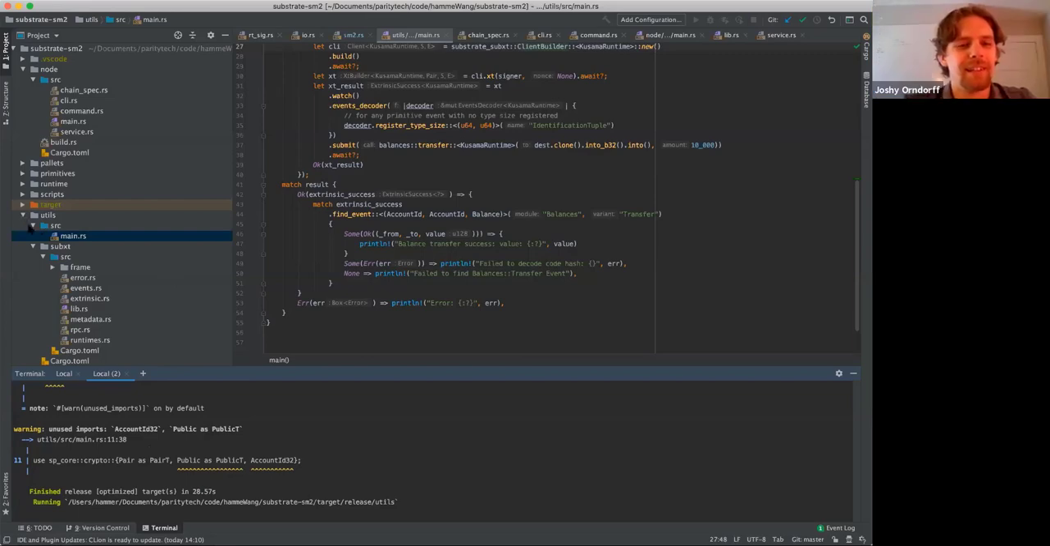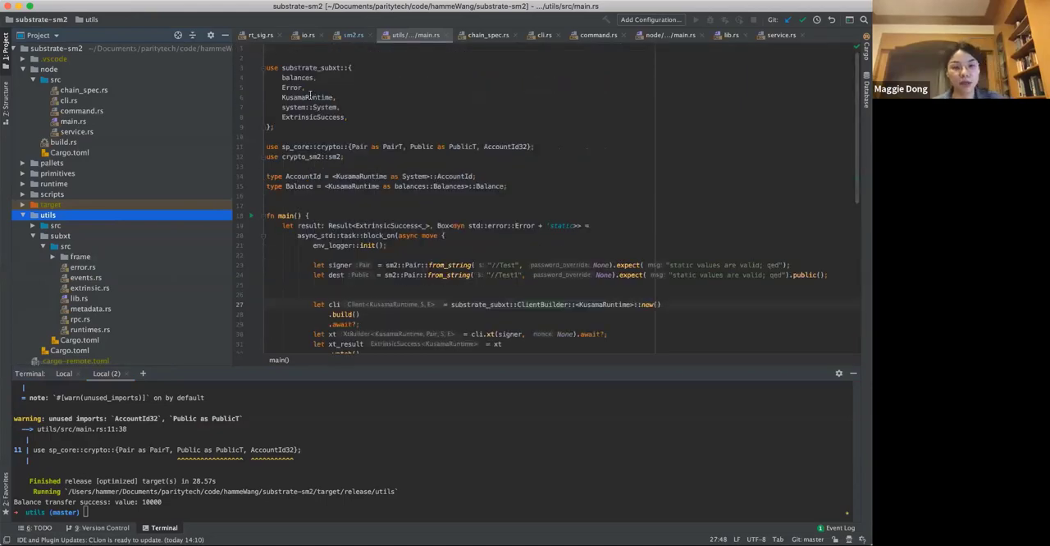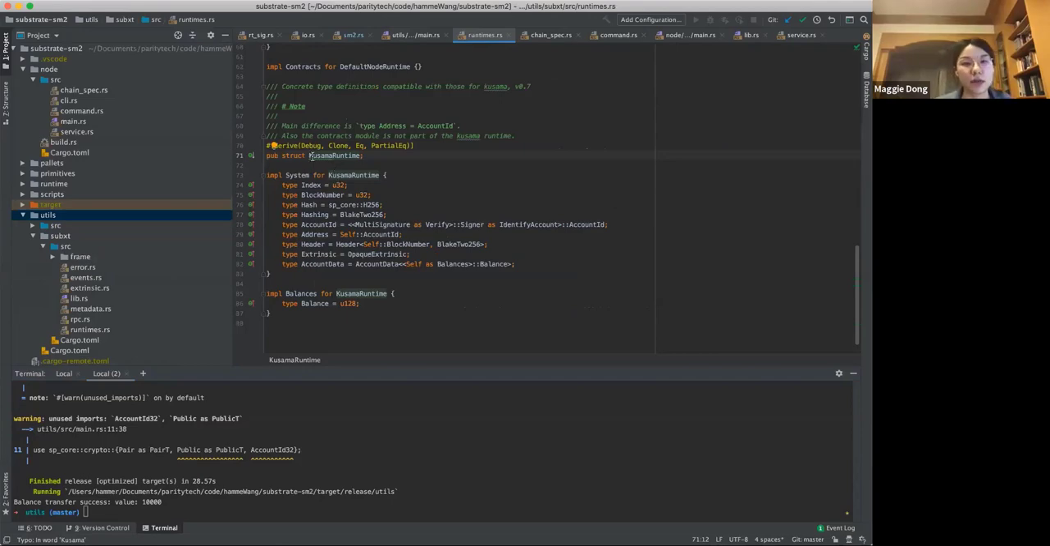Yeah. I think it is called the Kusama runtime in the subxt, but it actually means it's a node template runtime. Because if we click the Kusama runtime, you can see that we only implement the system and the balances module, like the trait for Kusama runtime. So basically here, I'm only allowed to call the functions under the balances module. If I want to call some function from the staking or recovery, the Kusama runtime here does not work.